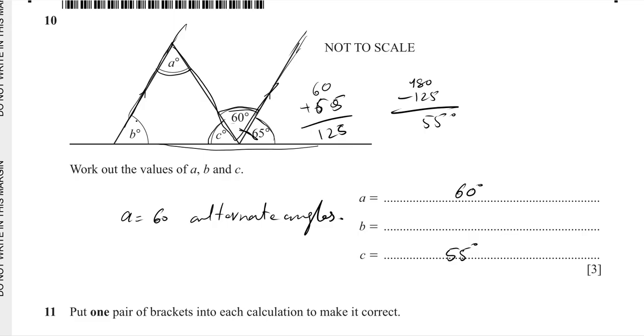60 degrees. Similarly, B equals 65 because they are corresponding angles that make an F shape. If you will see here, the shape looks like this. Basically, it's kind of an F. So B equals 65 degrees.